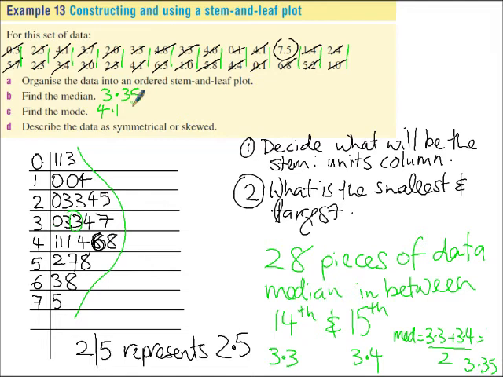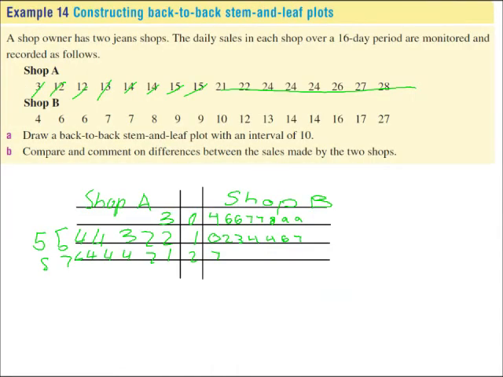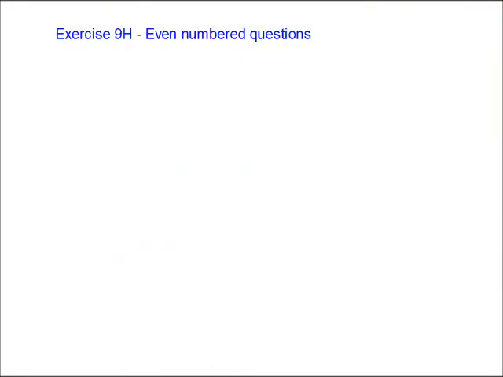Okay, I want you to pause there and go and find an example of a stem and leaf plot in the exercise. Find one that's not back-to-back. So we're in 9H and we're doing even-numbered questions. So go and find a normal stem and leaf plot to practice and then come back. I'm going to keep going, but you pause this and come back.